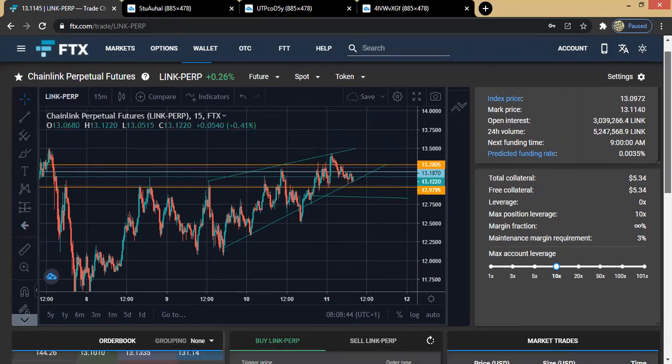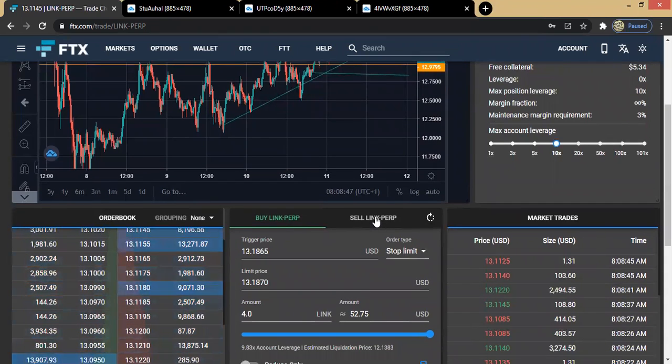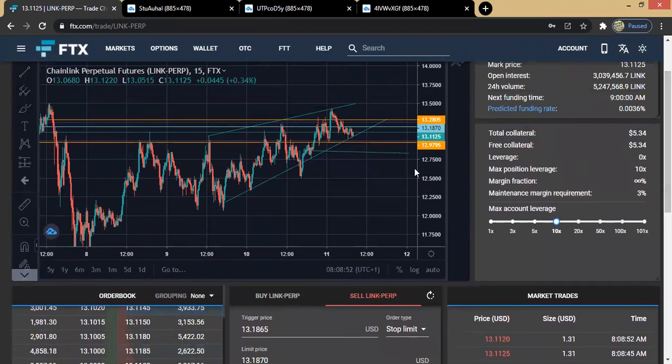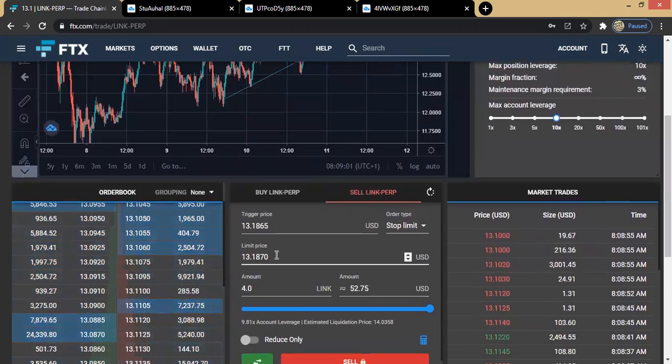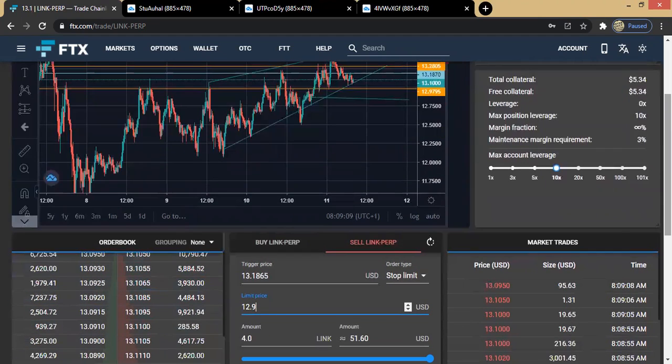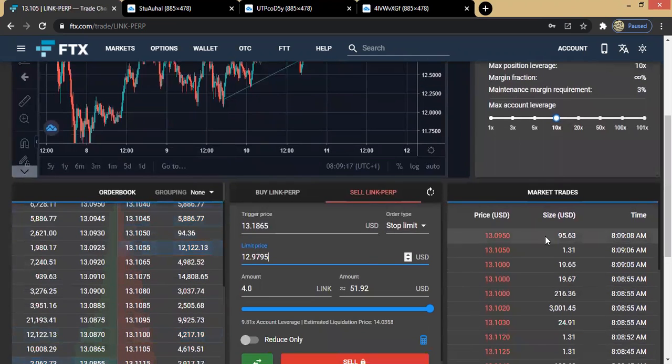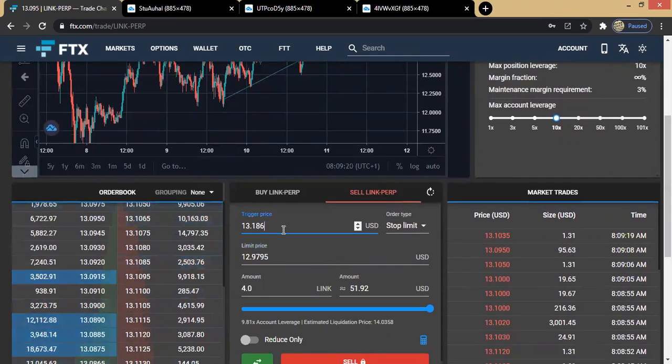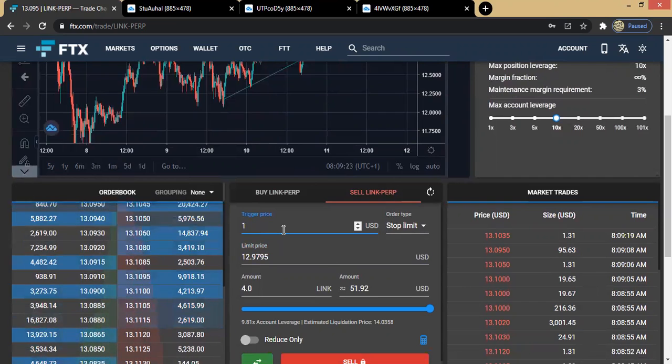I'll go to that same order book we are using. In this case, I will be using my sell, not the buy again. Where is my limit? My limit is 12.9795. So I would place my limit at 12.9795. Then my trigger price, remember, should be just something very close to it, so that once it touches it, my order will be placed in the order book.